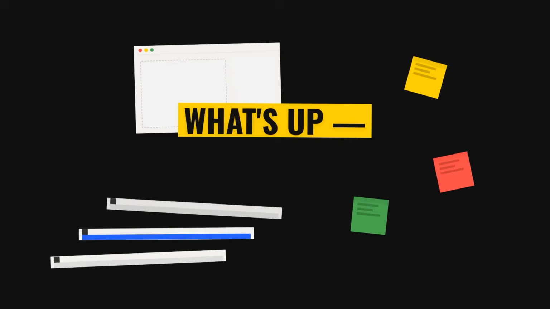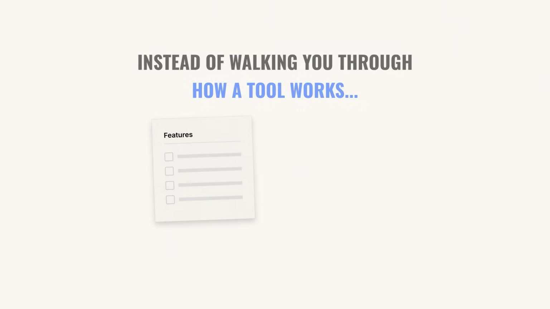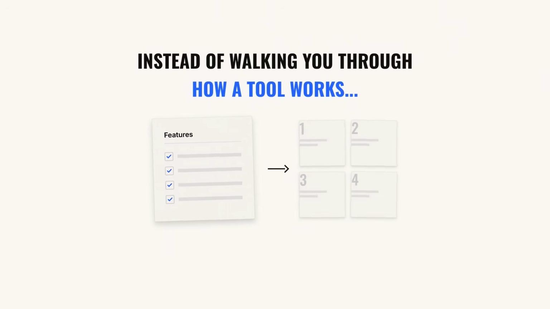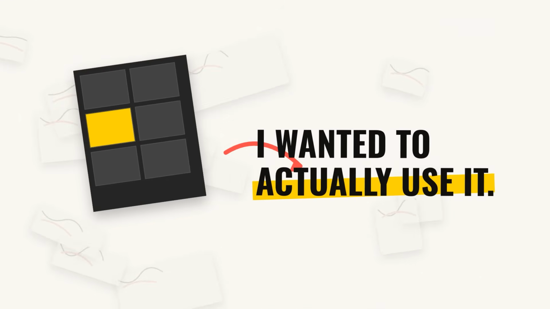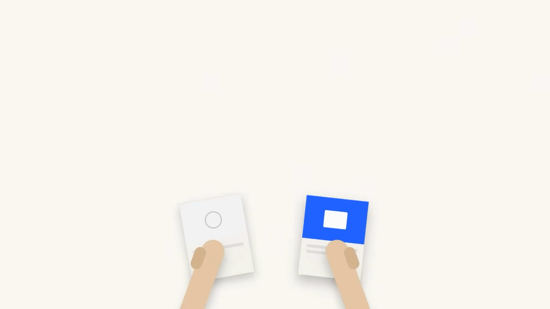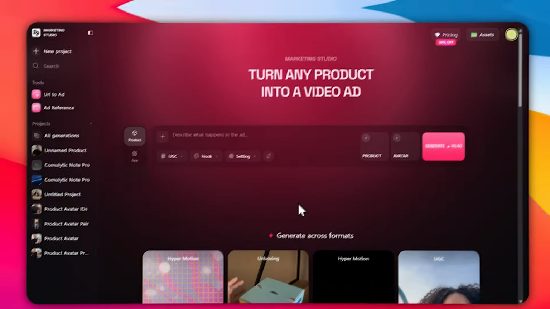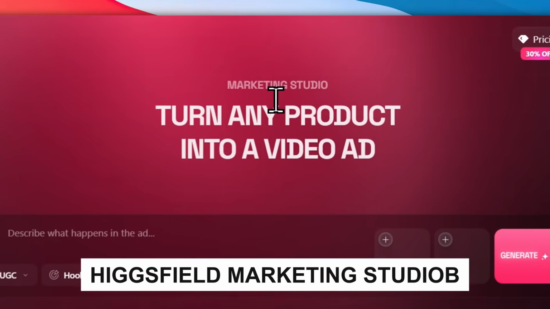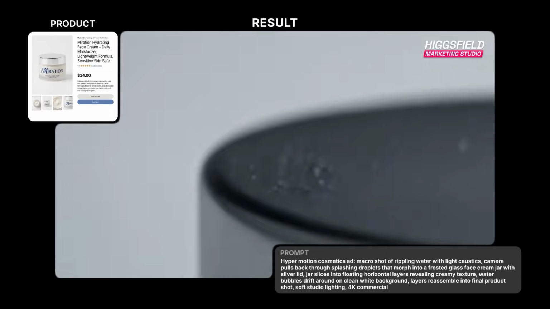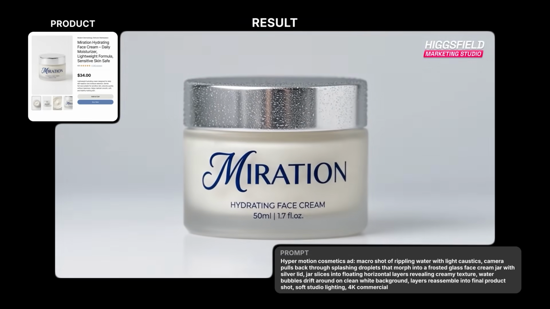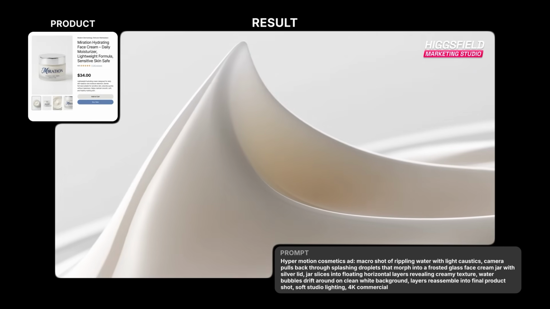What's up? Welcome back. So this video is a little different from what I usually do. Instead of walking you through how a tool works step by step, I wanted to actually use it, like properly use it, on real products, with real creative decisions. The tool is Higgsfield's Marketing Studio, and if you haven't heard of it, it's an AI that turns a product link into finished video ads, multiple formats, full production output.